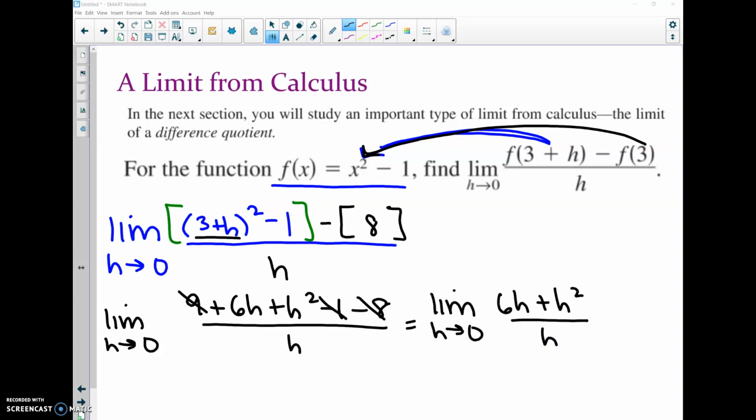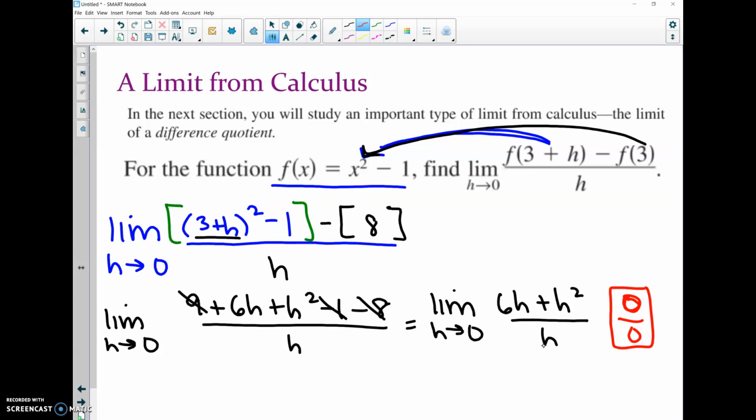If we use direct substitution and we plug in 0 for our h's here, we would have 6 times 0 plus 0. So we would have 0 over 0, which is indeterminate form. But as we learned on Monday, if we get this when we plug in 0 for our numerator and our denominator, that means that they have a common factor. So think, what is a common factor that both the numerator and the denominator have? If you said h, that is correct.